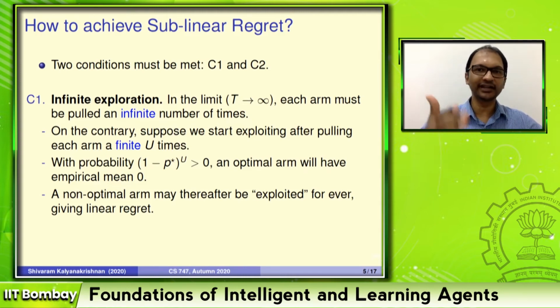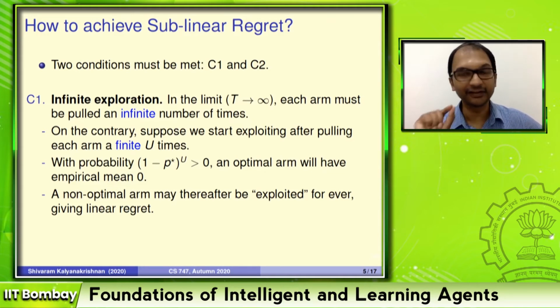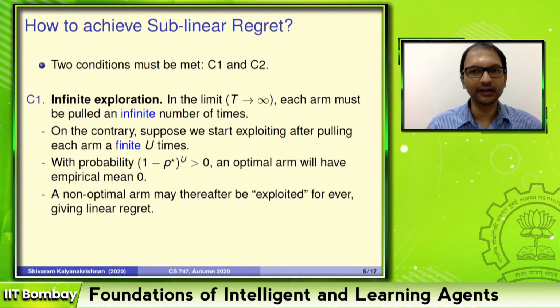On each pull, it's going to give us 0 reward with probability 1 minus p star. So exponentiate that to u. And that is the probability with which it would have only given us zeros. The crucial point is that this probability, even if it is small, is not zero. It's a finite quantity.